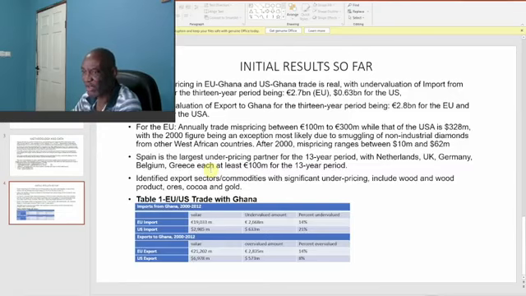Therefore, within the 13-year period, EU imports were about 14% undervalued, while US imports were about 21% undervalued. In the case of exports to Ghana, EU exports were 40% undervalued, and US exports were 8% undervalued. Thank you very much.